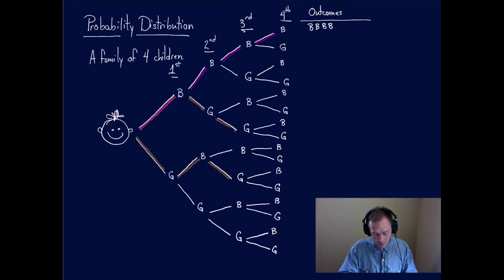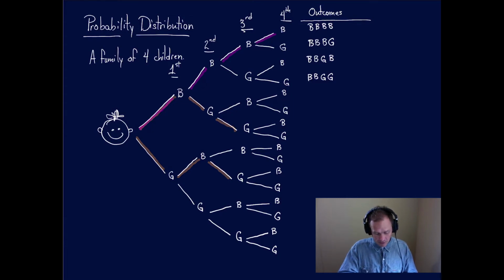And then we continue this process. So now we could have a boy, boy, girl. Then we could have a boy, girl, boy. We could have boy, girl, girl. Now, if I'm going fast, pause me a little bit.